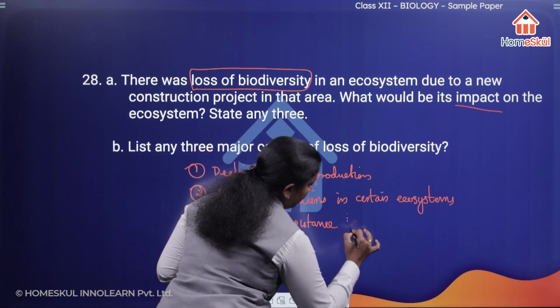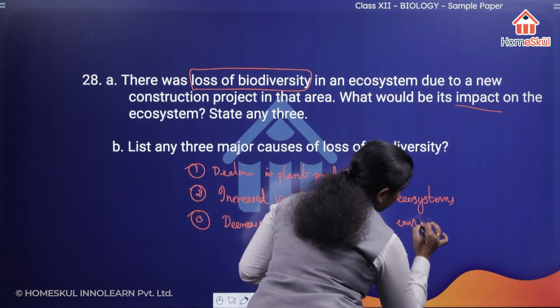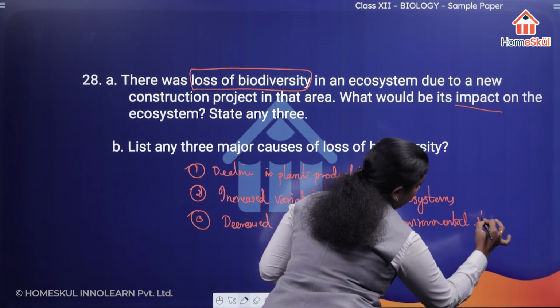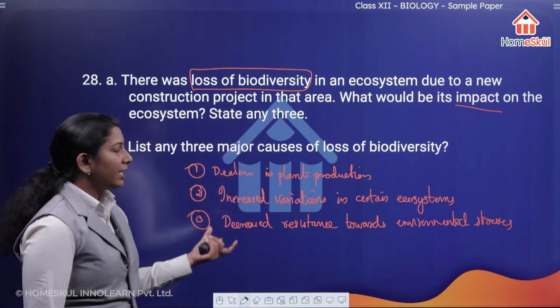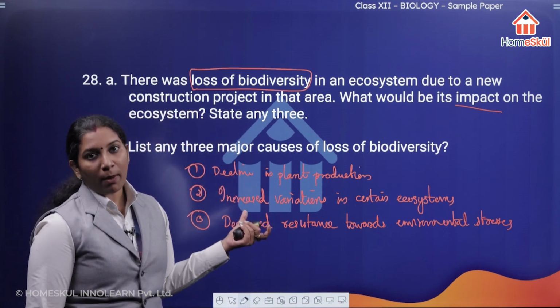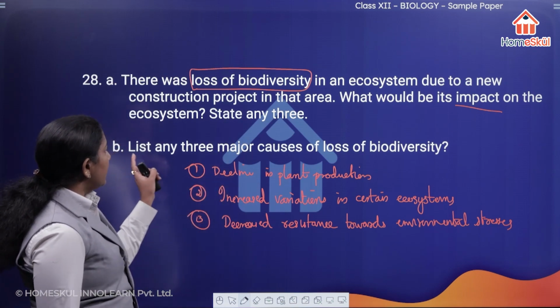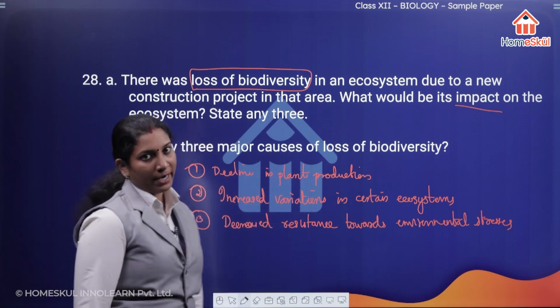So decreased resistance towards environmental stresses, like drought and all. So these are the three main impacts on the loss of biodiversity in that particular ecosystem or that particular area. Next, list any three major causes of loss of biodiversity.